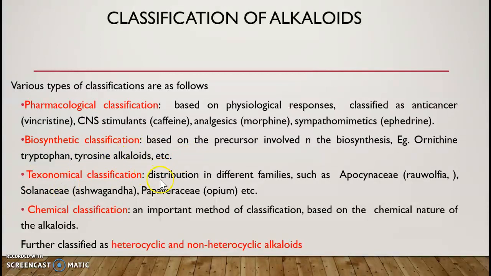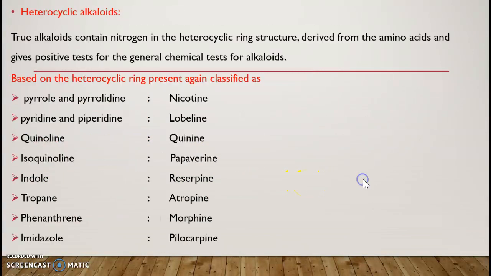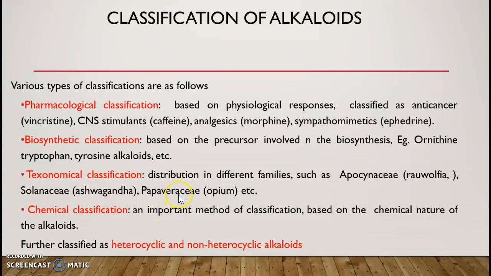Taxonomical classification depends upon the distribution of alkaloids in different families, such as Apocynaceae, Solanaceae, Papaver. Chemical classification depends upon the chemical nature of the alkaloids, and this is an important method of classification. This chemical classification is generally used for the classification of alkaloids, which covers all types of alkaloids. Here in the chemical classification, these alkaloids are further classified as heterocyclic and non-heterocyclic alkaloids.